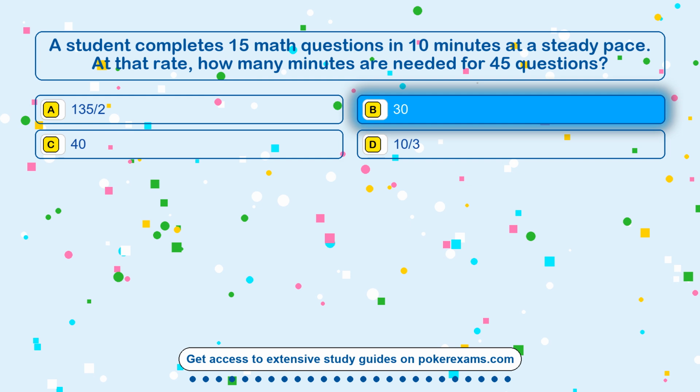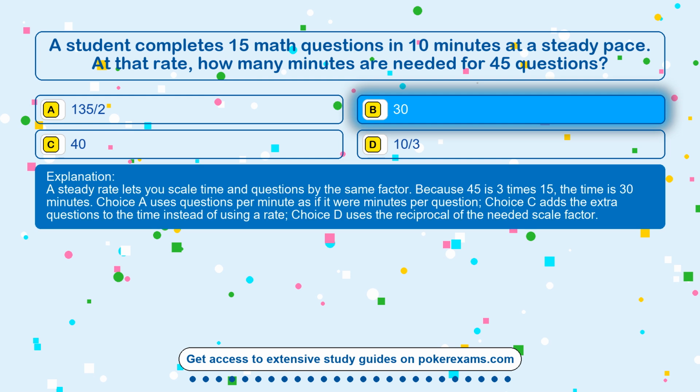The correct answer is option B, 30. A steady rate lets you scale time and questions by the same factor. Because 45 is 3 times 15, the time is 30 minutes. Choice A uses questions per minute as if it were minutes per question, choice C adds the extra questions to the time instead of using a rate, choice D uses the reciprocal of the needed scale factor.